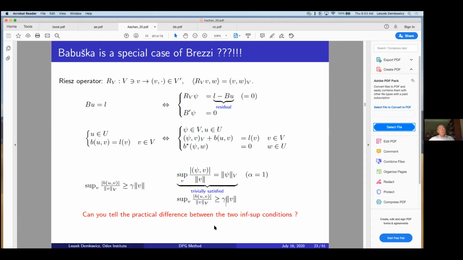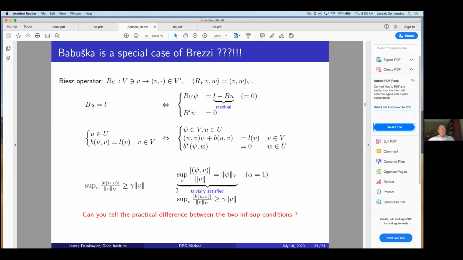And the practical difference is as follows. In the Babuška, Petrov-Galerkin setting, the discretizations of U and V have to be of equal dimension. And coming up with a discrete version of the inf-sup condition is difficult.